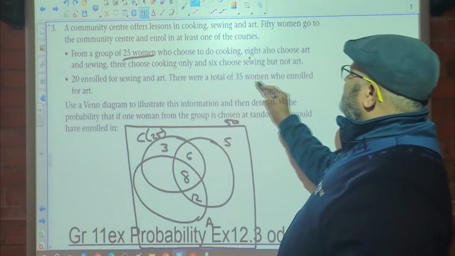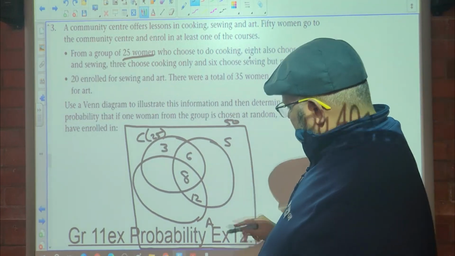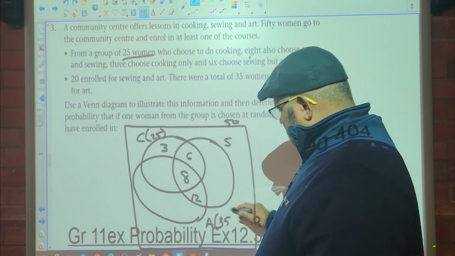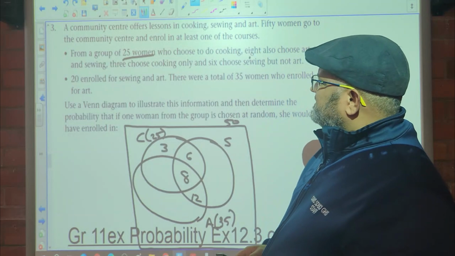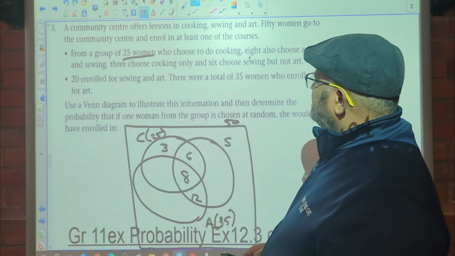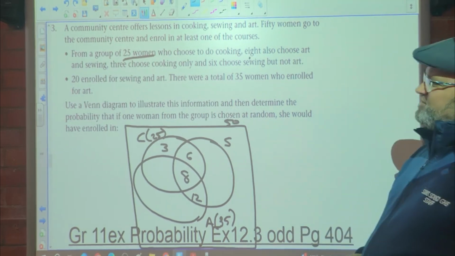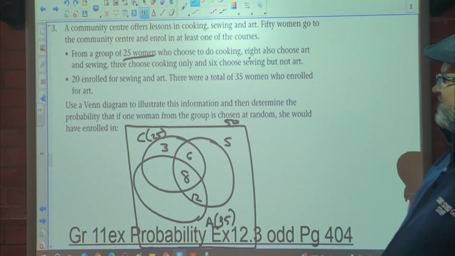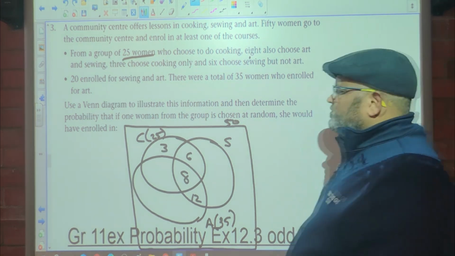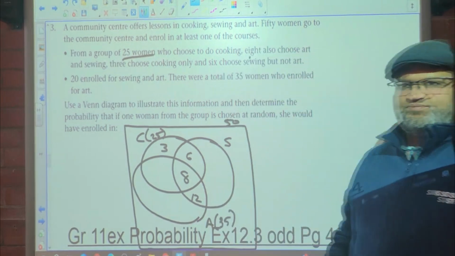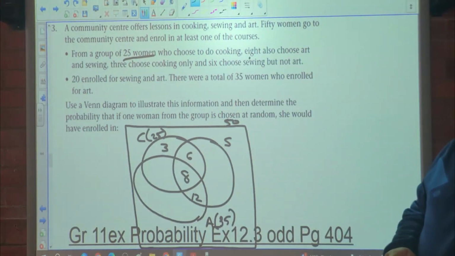There are a total of 35 women who are enrolled for art. So that's going to be 35. Which means to say what? This plus that plus that plus that is 35. We are then told to use a Venn diagram to illustrate this information and then determine the probability. If one woman from the group is chosen at random, she would have enrolled in, and then the categories are given. So looking here, what can be determined?